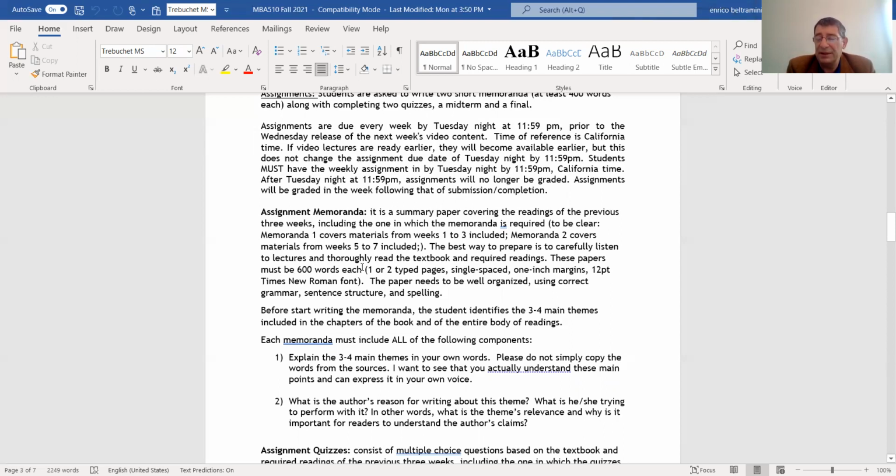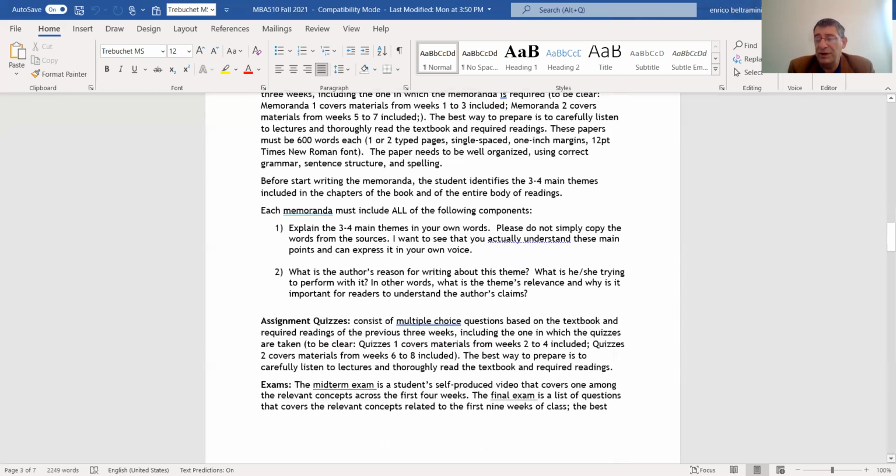So in week number 3, you look at the materials that you studied in weeks numbers 2 and 3, and basically you make a summary, explaining 3-4 main themes. So basically you collect 3 or 4 topics that you find in the material of weeks number 2 and 3, and you make a summary. That is basically what the assignment is about.